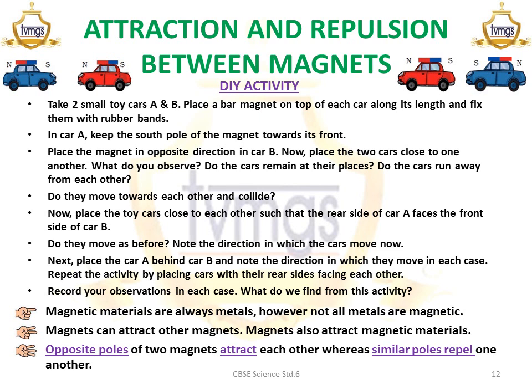In conclusion, we can say that opposite poles of two magnets attract each other, whereas like poles or similar poles repel each other. We also know that magnetic materials are always metals like iron, nickel or cobalt. However, we also know that all the metals are not magnetic. Through this experiment of cars, we have also concluded that magnets can attract other magnets and magnets also attract magnetic materials.